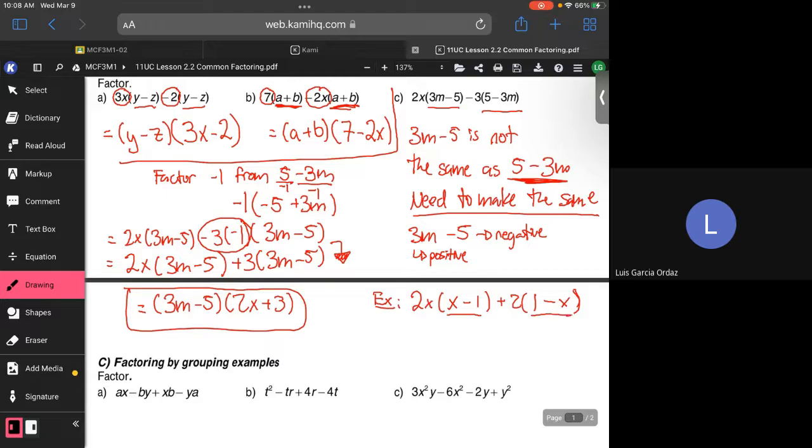Olivia, what do we do? Yeah. So I need to factor a negative 1 from 1 minus x, which means I'm dividing everything by negative 1. So this is me factoring out my negative 1. Now, what's 1 divided by negative 1, since I factored that out? Okay, what's negative x divided by negative 1? Positive x.